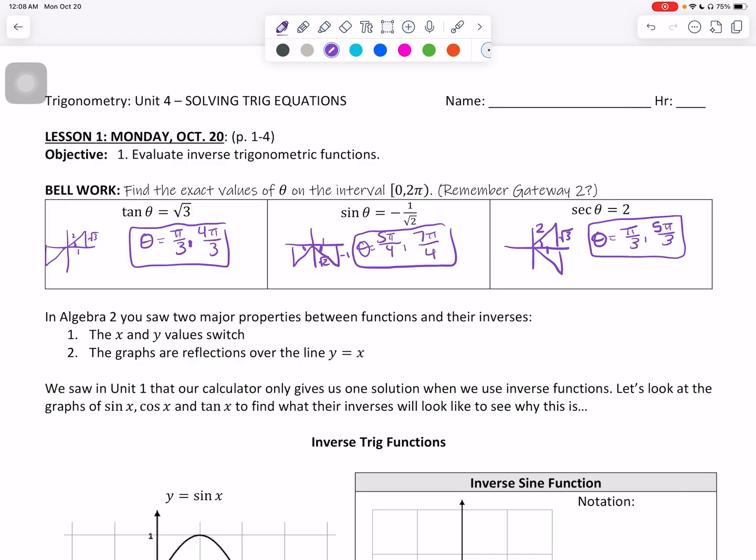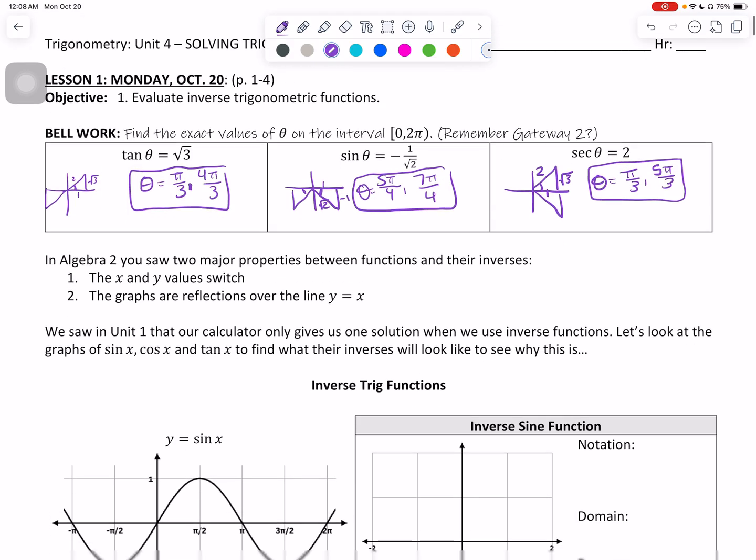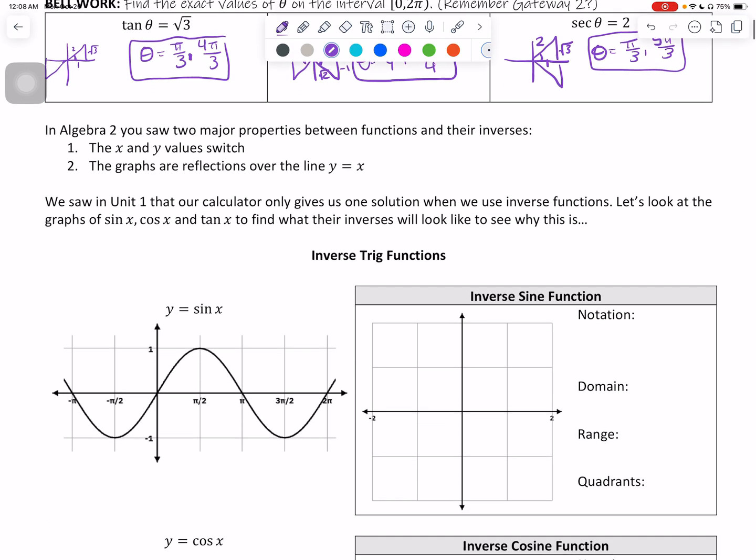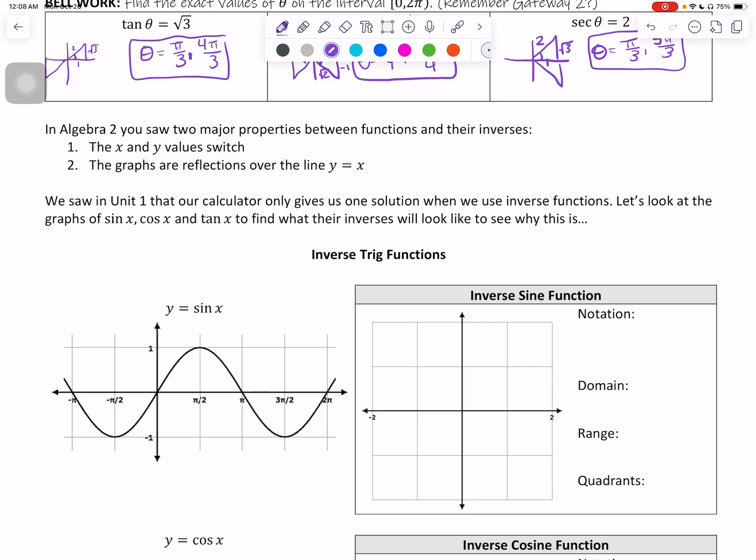Now, Gateway 2 is finding all the angles that are in, or between, 0 and 2 pi. What we're doing today is we're going to talk about the inverse functions. And so in Algebra 2, you saw two major properties between functions and their inverses.